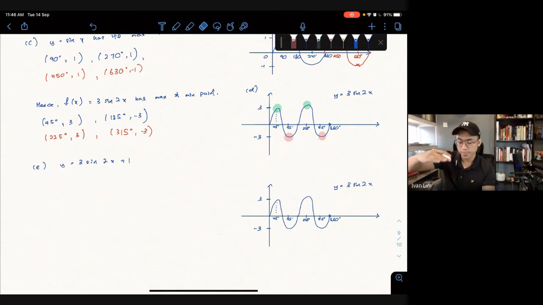Your 3 will become 4. Okay, that's for your maximum point. Your principal axis originally right now is 0. Okay, it's 0. So what will happen? It will become 1. Okay, so don't forget that 1. And then your -3 will go to -2.